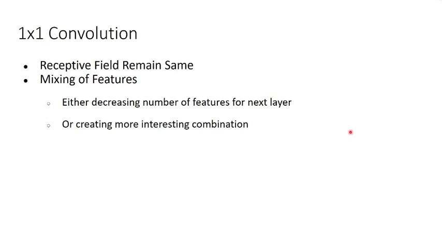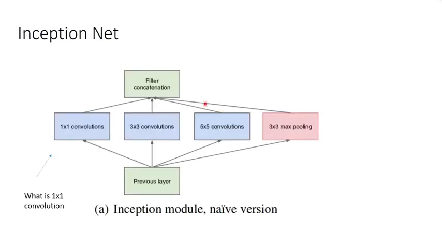So I can use a mixture of these two. I use the bottleneck features to do feature selection further ahead, and if the features aren't interesting enough, I create interesting combinations. I can use it both ways. However, the receptive field does not change, okay.